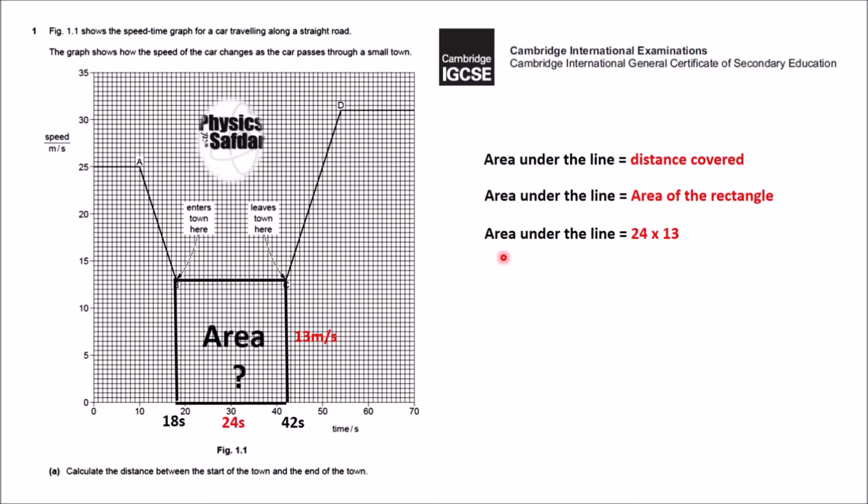Now you know the sides 24 and 13, so multiply these numbers and finally you get the area under the line is 312 meter, and that's the final answer, or distance covered from B to C.